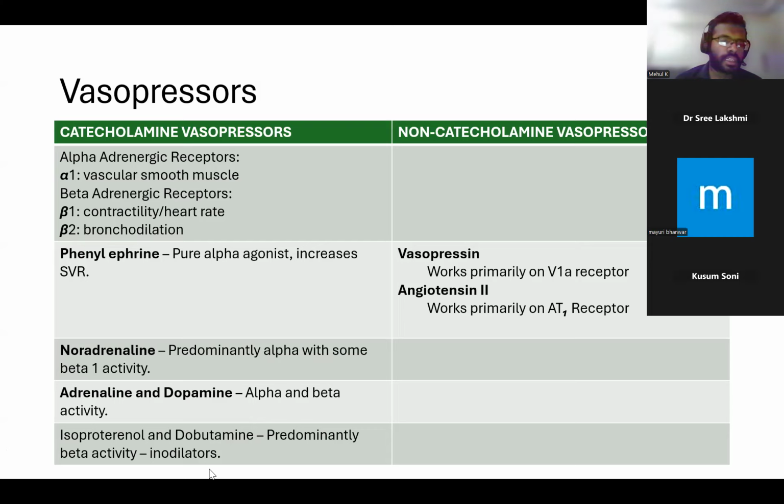Then you have things like isoprenaline and dobutamine, which predominantly act on beta receptors, and these are not vasopressors. They are more of the inodilator type of family. Then you have non-catecholamine vasopressors like vasopressin and angiotensin 2, which act on other receptors like the V1 receptor, AT1 receptor, etc. So why combine noradrenaline and vasopressin? Basically, it's a good idea to have drugs acting on different types of receptors for a synergistic effect.